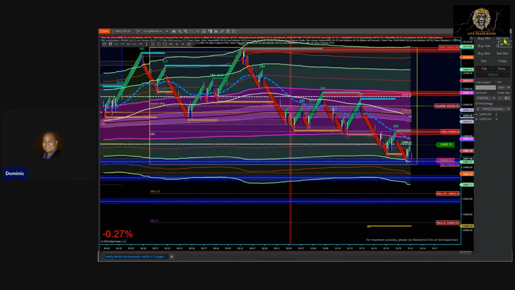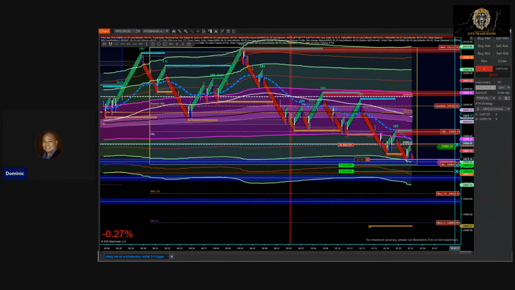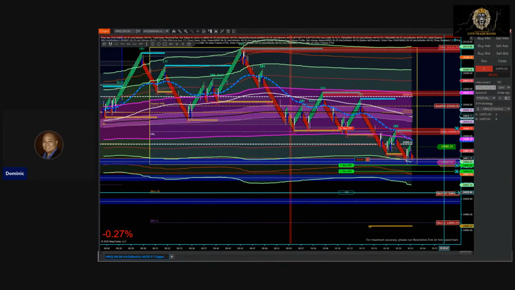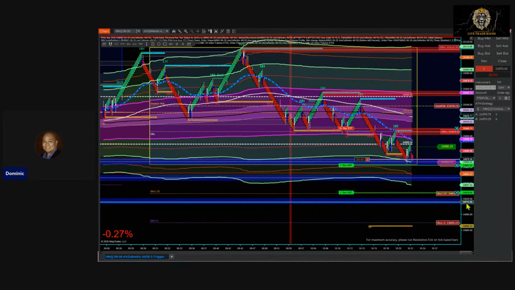One, two. Order filled. I'll take that conviction right there. That's enough for me. So right there, this is going to be 1.25. See 1 to 2 here, 1.5. Where do we get here? Right here.